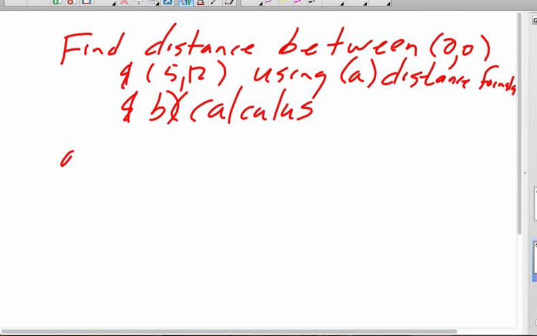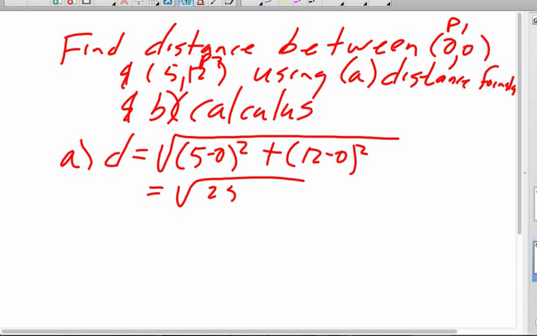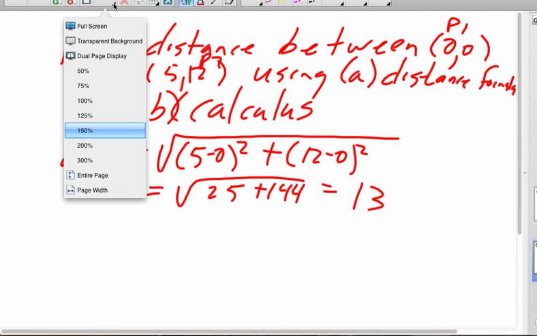Okay, so let's do part A first using the distance formula. So this is point 1 and this will be point 2. The distance then is going to equal the square root of 5 minus 0 squared plus 12 minus 0 squared, which is the square root of 25 plus 144, which is the square root of 169, which is 13. So that is our distance using the distance formula.